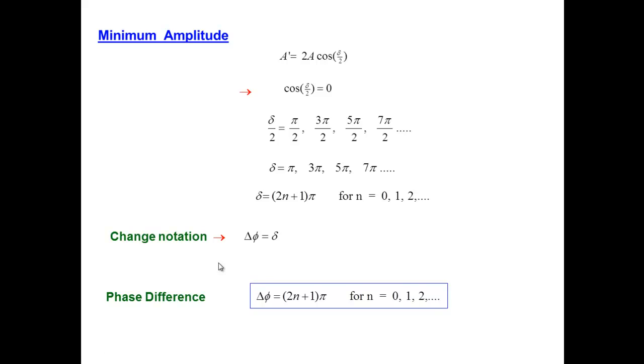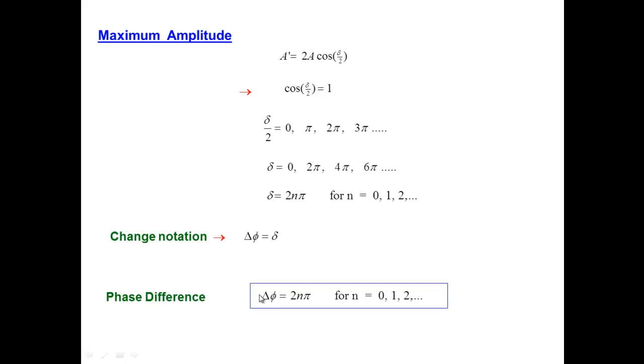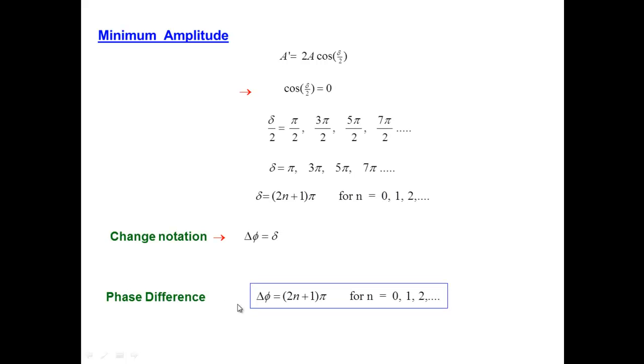So we've shown that when two waves traveling the same direction are added together, they form another traveling wave with an amplitude that depends on the phase difference. In the two extreme cases, when the phase difference is an integer multiple of 2 pi, then we get the maximum amplitude. When the phase difference is an odd integer multiple of pi, then we get the minimum amplitude.